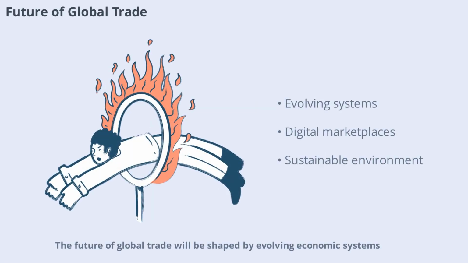Future of global trade will be shaped by evolving economic systems, technology, and international cooperation. Countries will need to adapt to new realities, from digital marketplaces to environmental concerns. Economic systems will continue to influence trade policies and practices. The goal is to create a fair, efficient, and sustainable global trading environment that benefits everyone.